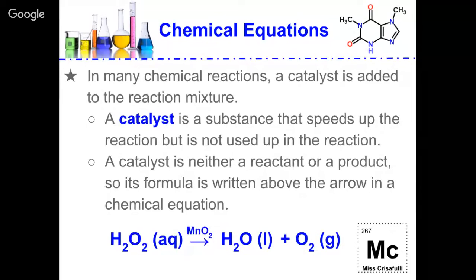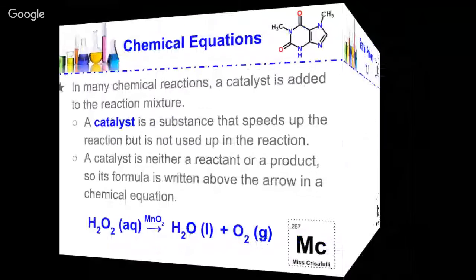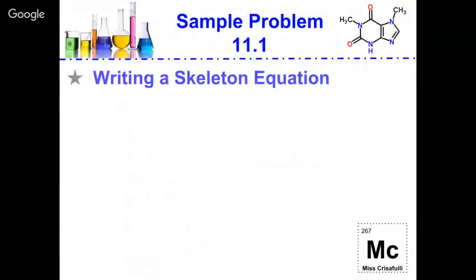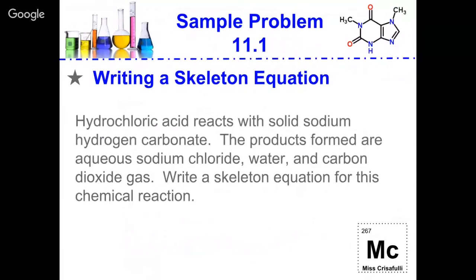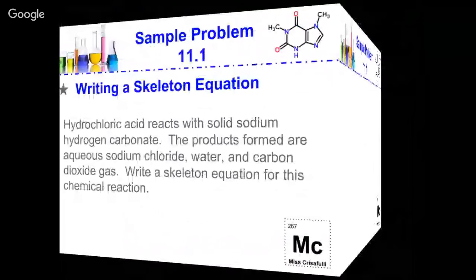And so we denote that we're using a catalyst by writing a manganese 4 oxide formula over the arrow in the chemical reaction. So let's look at a sample problem. So let's write a skeletal equation. Hydrochloric acid reacts with sodium hydrogen carbonate, which is a solid, and the products formed are aqueous sodium chloride, water, and carbon dioxide. This is where your formula naming and writing skills are going to come into play.